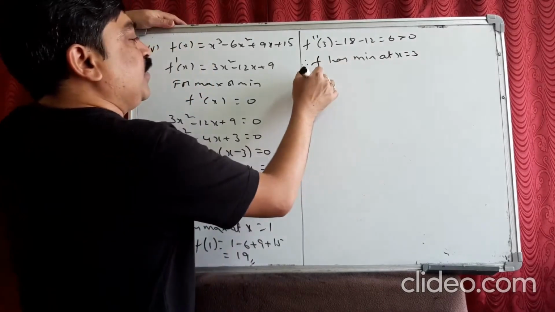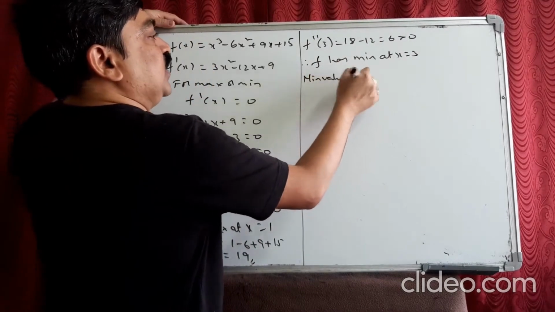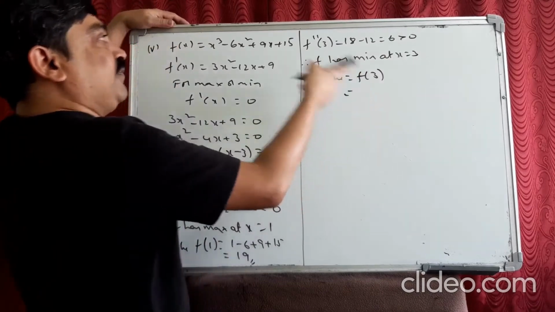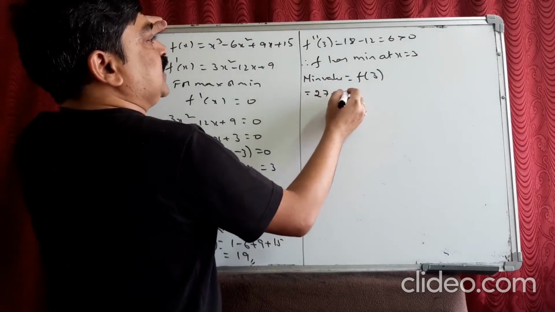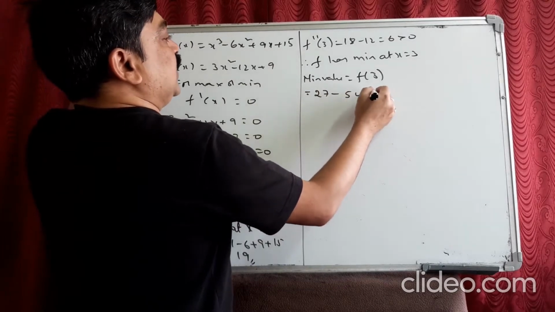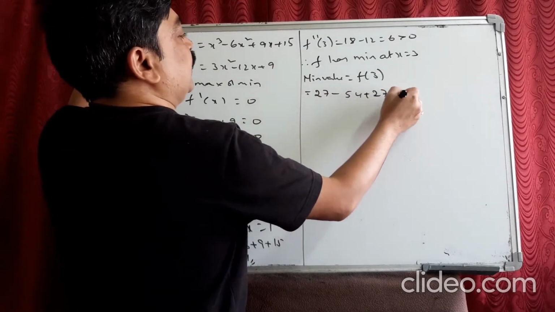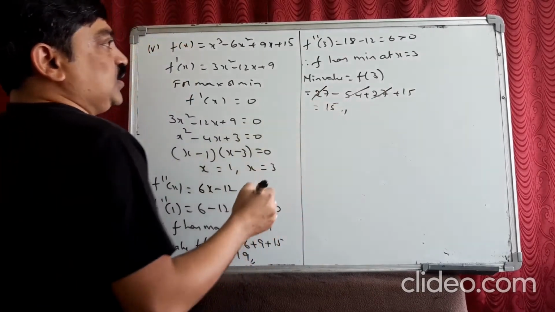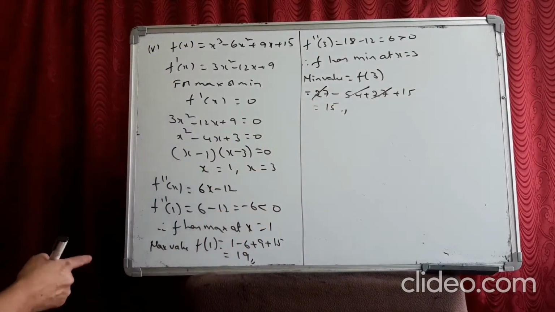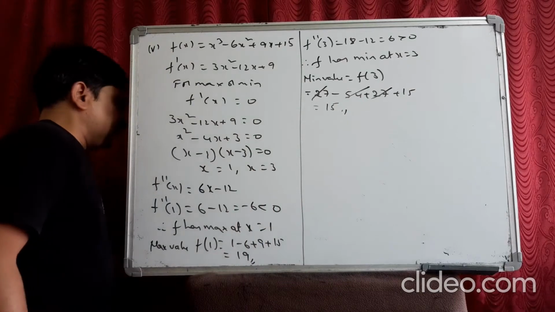Now, what is that minimum value? Minimum value is f of 3, the main function. So it becomes 27 minus 6 into 9, minus 54 plus 9 into 3, 27 plus 15. 27, 54 gets cancelled. The answer is 15. So minimum value is 15, maximum value is 19 for this function.